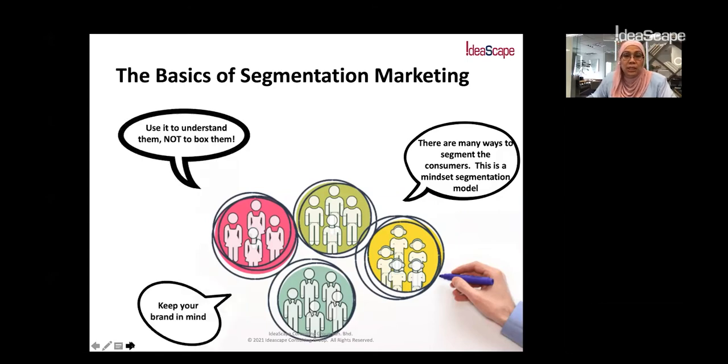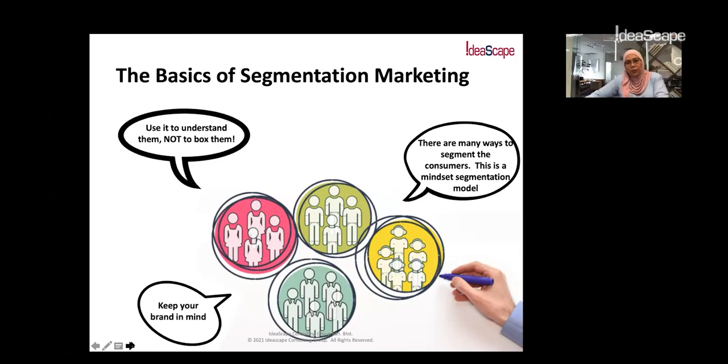Please use this model to understand them, not to box them. When you go through the talk today, keep your brand in mind. Think about what this means for me and how I or my brand can speak to them in a lot more relevant manner.